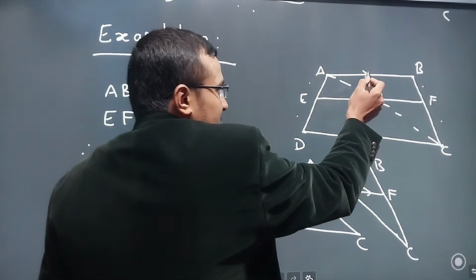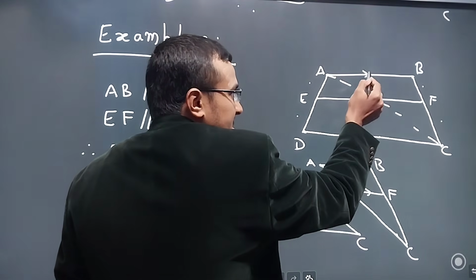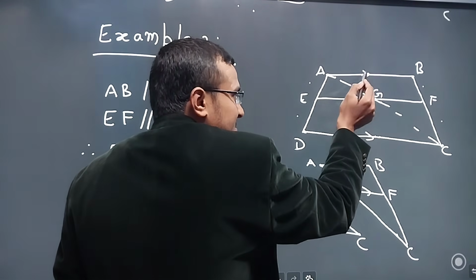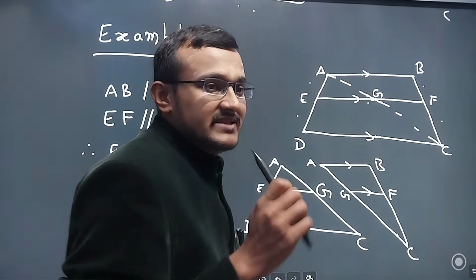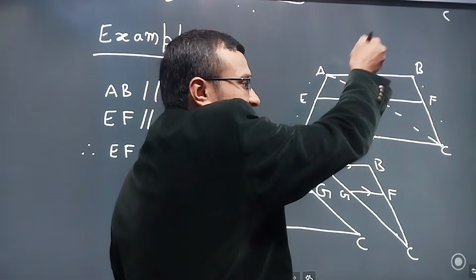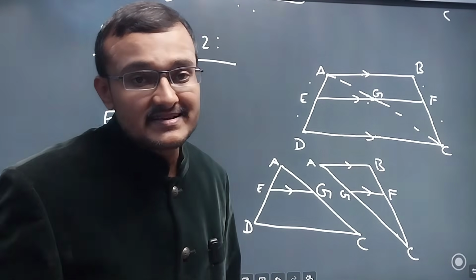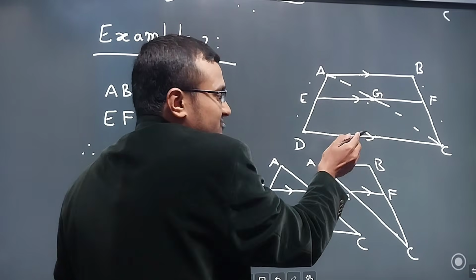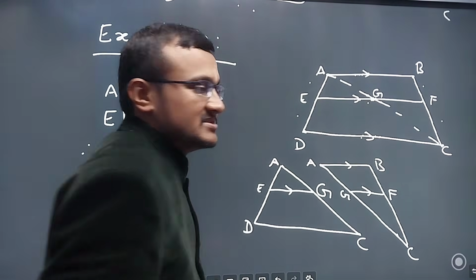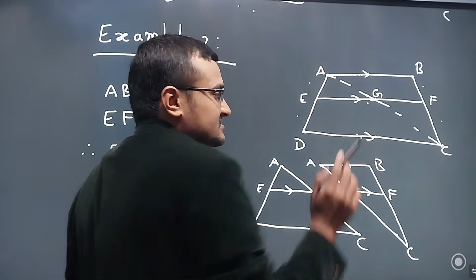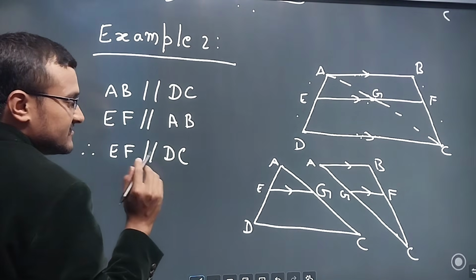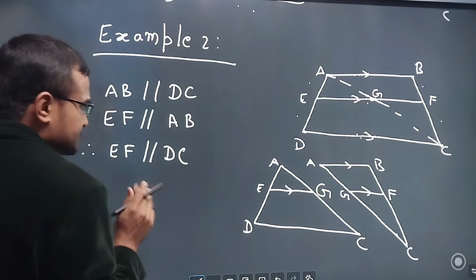Here AB is parallel to DC, and AB is parallel to EF. So if AB and DC are parallel, and AB and EF are parallel, then two lines are parallel and one more line is parallel to one of the lines. That means it will be parallel to the third line also, because AB is parallel to DC and AB is also parallel to EF. So EF will be parallel to DC. So AB, EF and DC, all three are parallel to each other. Therefore EF is parallel to DC.